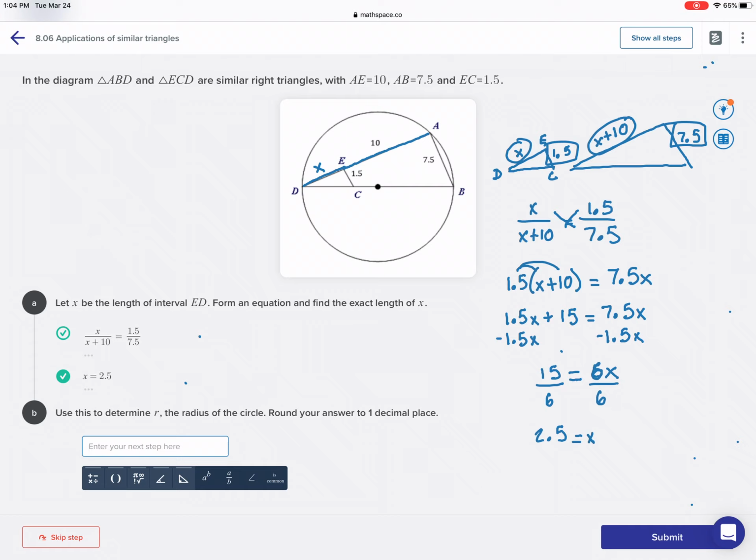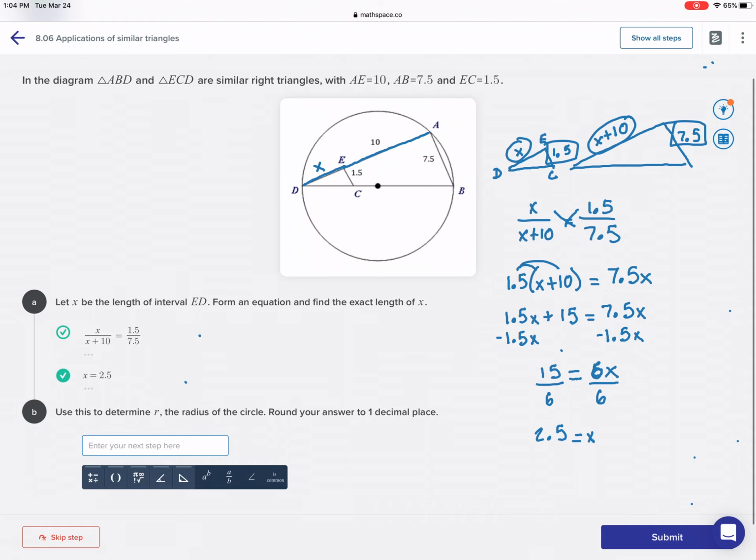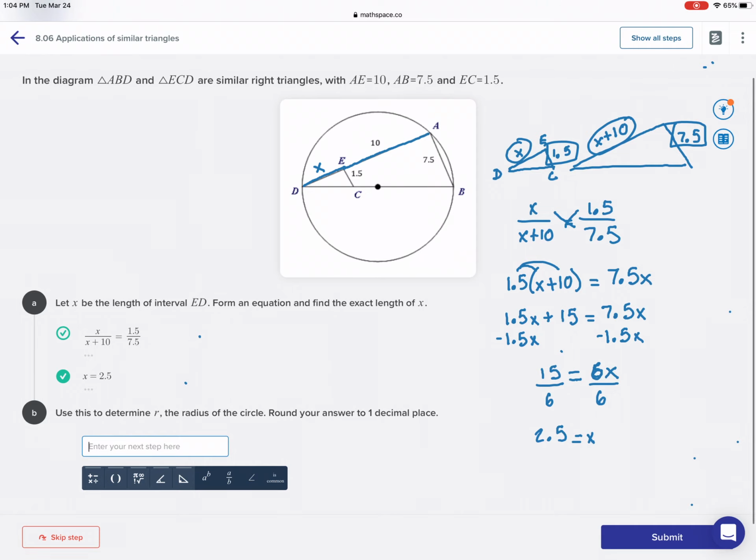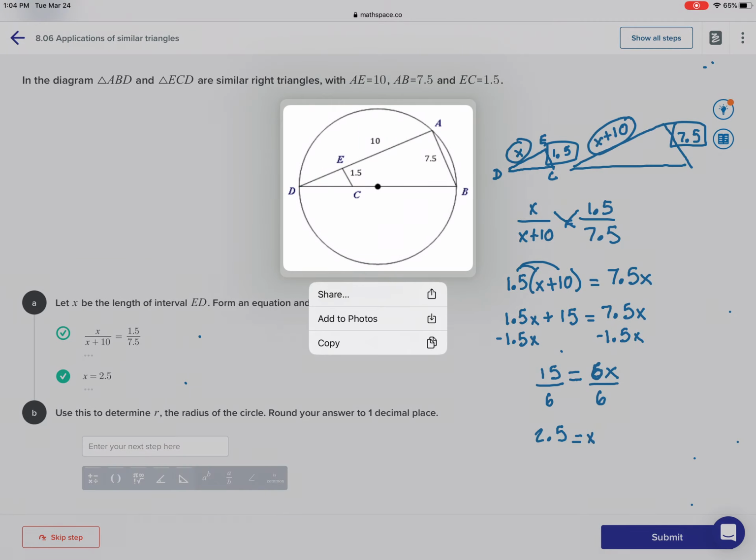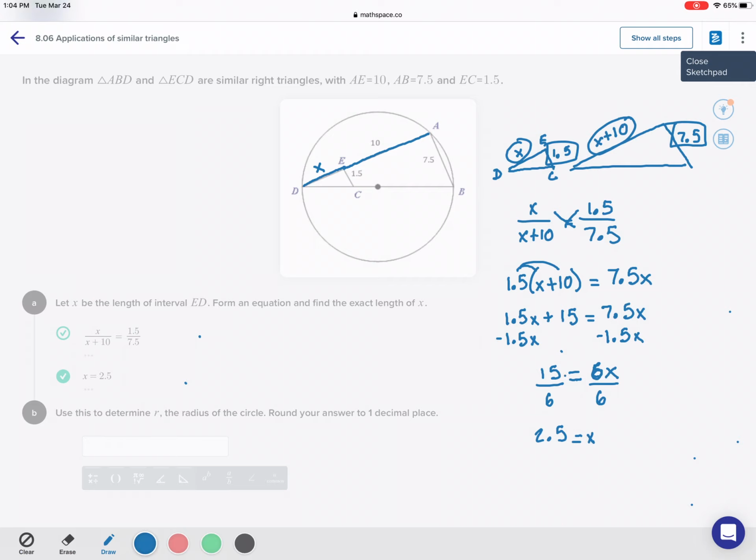Okay. So now it says use this to determine r, the radius of the circle. The radius of the circle is going to be the distance from the center to the edge. So, oh dear. So this is the radius. The full thing is the diameter. So we're going to use the radius. Okay. So really we're trying to find half of this big triangle length. So if I can find that and divide it by 2, then we're going to be good.